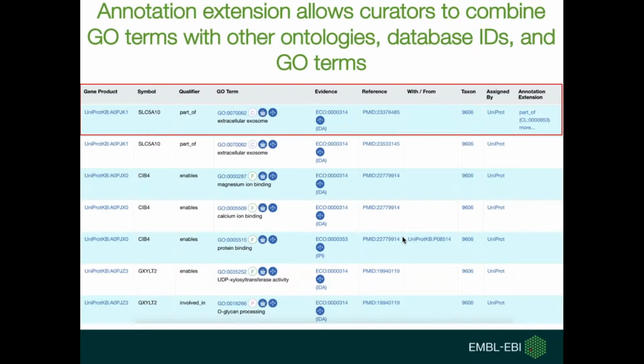So if a particular molecular function happens only during a part of the cell cycle, we can capture that in the annotation extension. In this case that we have up here, we see that SLC5A10 is part of a cell line, and it's an extracellular exosome that is made by this particular cell line over here. And if you click on it, it will actually show you what the cell line is.